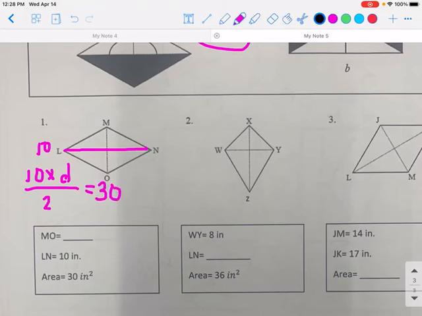Now we have to start getting the diagonal, or the D, by itself. First thing, multiply by 2, and multiply by 2. 10 times our diagonal equals 60. And to get our diagonal by itself, we'll divide by 10. And our other diagonal would be 6.